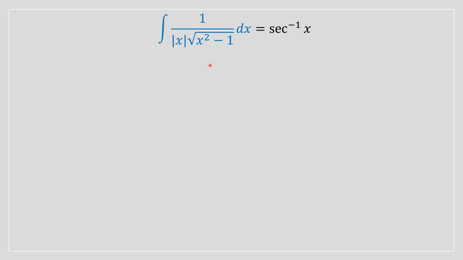In today's video, we're going to take a look at the integral of 1 divided by absolute value of x, square root of x squared minus 1. Why is that equal to arcsecant of x?